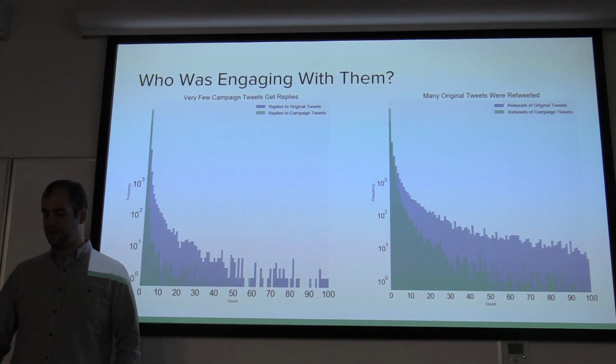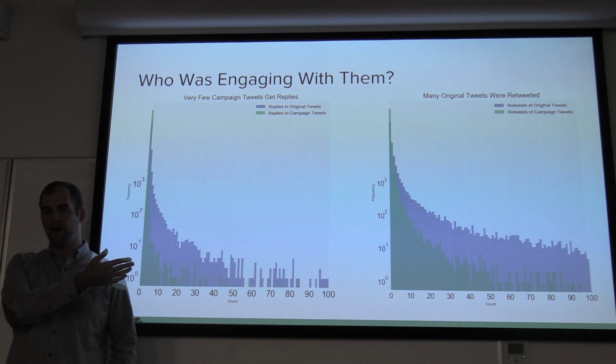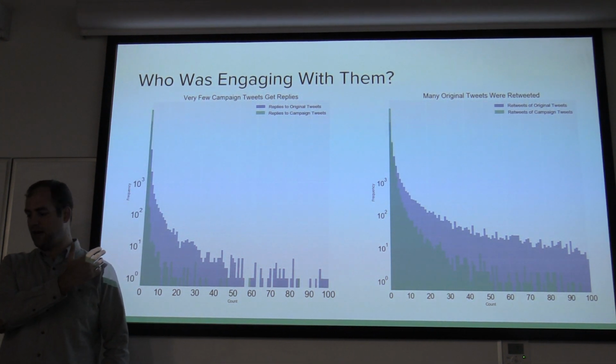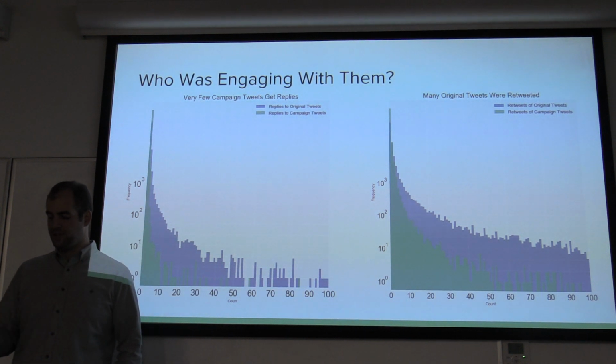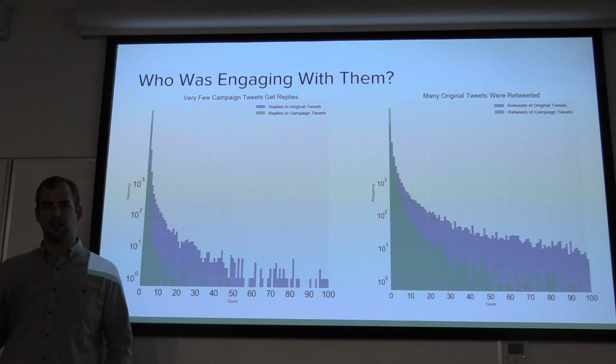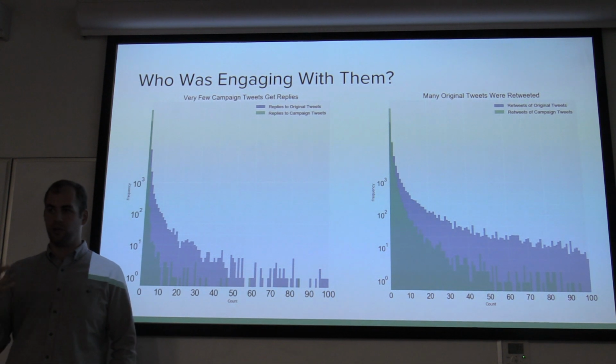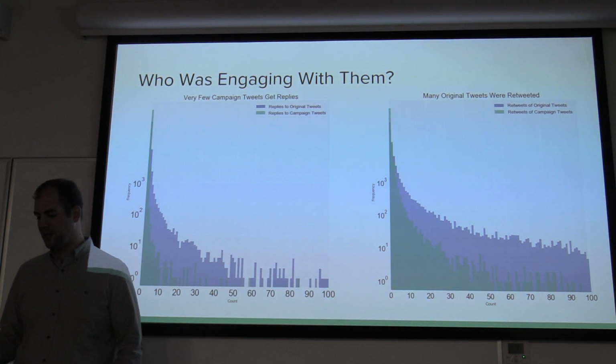Who was engaging with these? So this right here, the blue are original tweets, green are campaign tweets. On the right you have reply counts, and on the left you have retweets. So what we can see from this is that people were engaging a lot more with tweets that were original, not part of guided information campaigns.